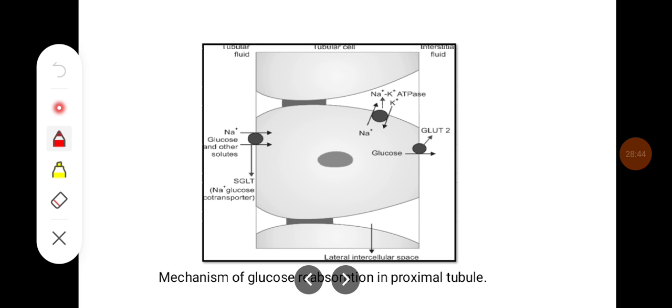So this is how glucose is reabsorbed by secondary active transport in the proximal convoluted tubule. The active transport pump present in the basolateral membrane creates the gradient for sodium, and when the sodium moves inside, the glucose also moves along with the sodium, by secondary active transport.